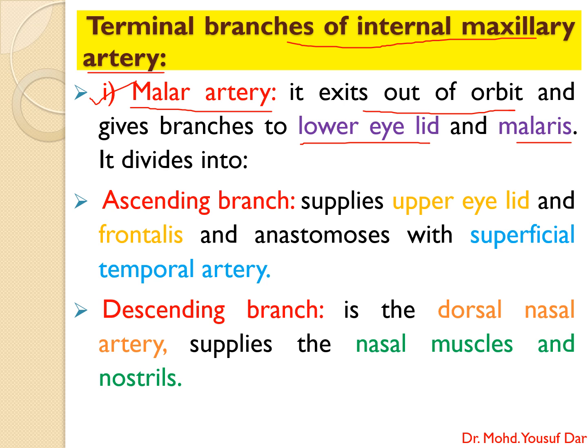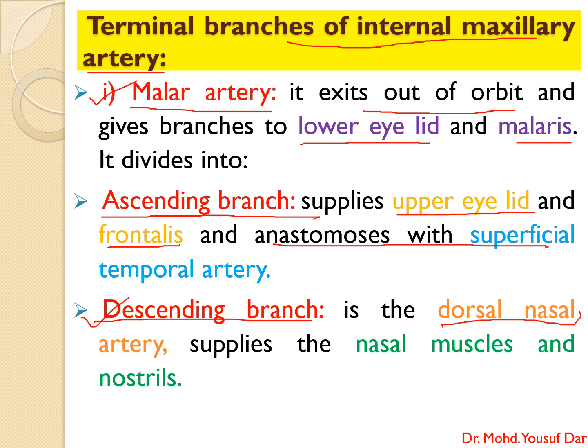Then it divides into an ascending branch and a descending branch. The ascending branch supplies the upper eyelid and frontalis muscle and it anastomoses with the superficial temporal artery. Whereas the descending branch is known as the dorsal nasal artery and it supplies the nasal muscles and the nostrils. So this is the first terminal branch of the internal maxillary artery, the malar artery, which goes to the lower eyelids and malaris. Then it divides into ascending and descending. The ascending goes to the upper eyelids and frontalis.